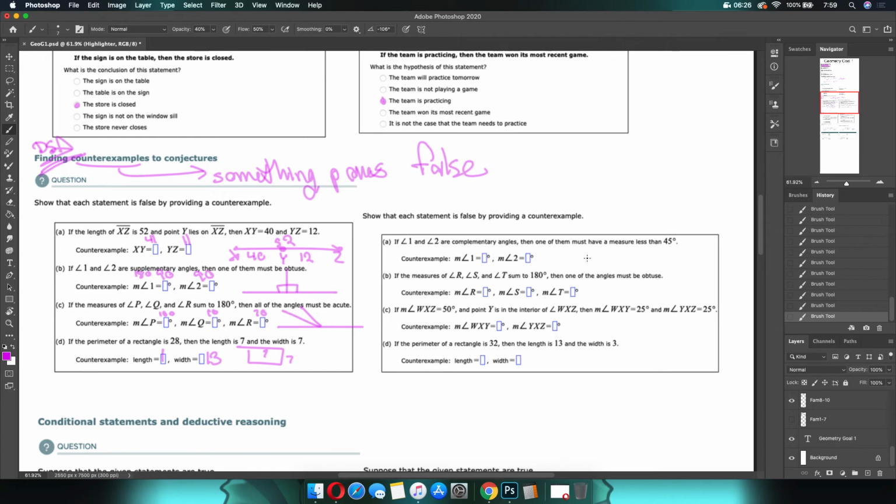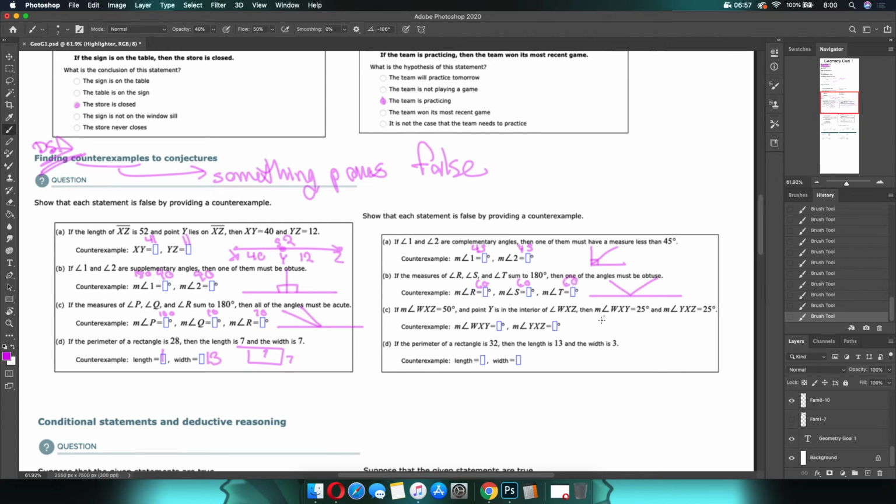So if you have over here 2 complementary angles, which means they add up to 90, then one of them must have a measure that's less than 45. Well, no, what if they're both 45? 45 and 45 adds up to 90. Let's see here. What if you have 180 degrees worth of angles, but one of them has to be obtuse? Well, let's pick one where all of them are acute. So 60, 60, 60, which is the exact opposite of the one we were doing here.